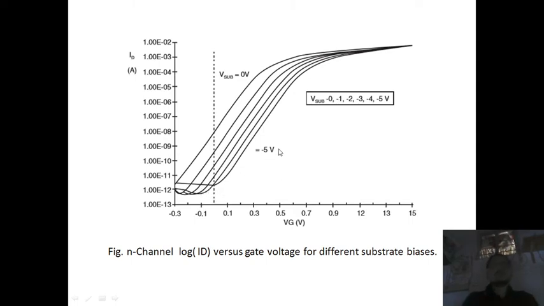decreases. When you increase the substrate bias voltage from 0 to 5 volts, at that time the threshold voltage decreases. Or when you decrease the substrate bias voltage from 0 to minus 5 volts, at that time the threshold voltage increases. This is the point: when the substrate voltage increases, the threshold voltage decreases, according to this curve.